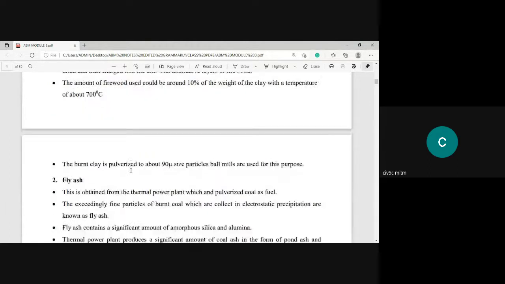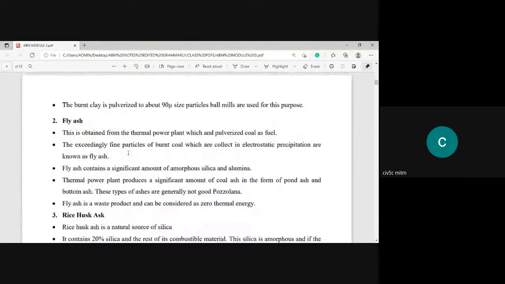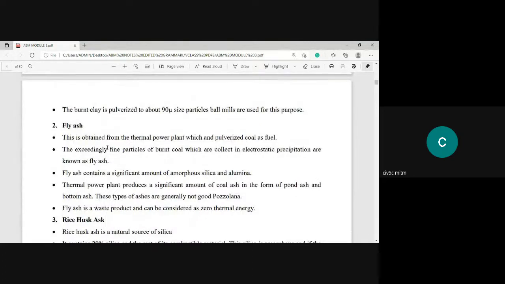Next, coming to fly ash. First I will tell you how it is obtained. This fly ash is obtained from a thermal power plant. It is obtained when they burn coal in order to produce electricity. In the thermal power plant at Raichur, they burn the coal. After the burning of the coal, the ash is liberated.